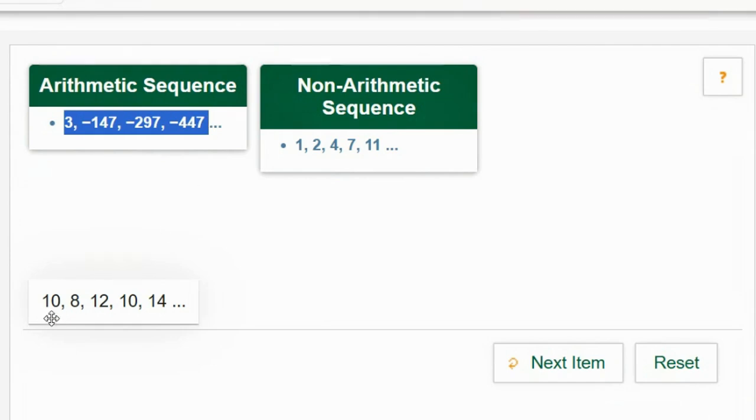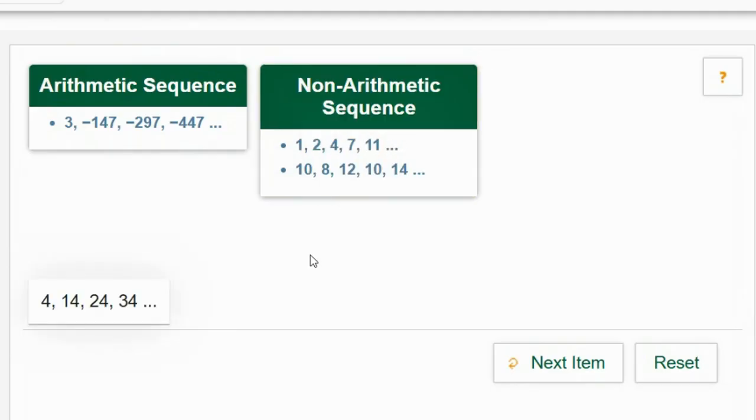How about this? 10, 8, 12, 10, 14. Is that arithmetic? Those are all even numbers. We got 10 on there twice. You couldn't have the same number twice unless you're doing something different. You subtracted 2, you added 4, subtracted 2, added 4. No, that's not arithmetic.